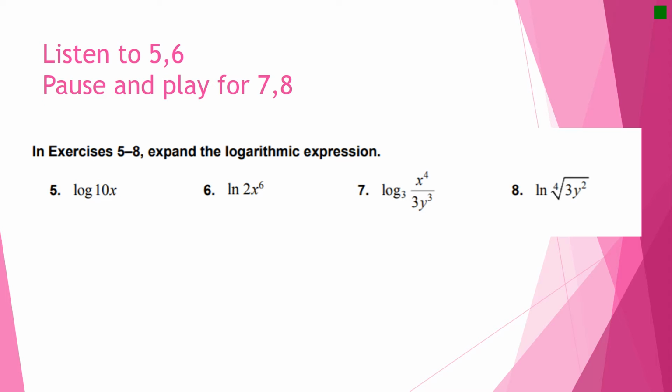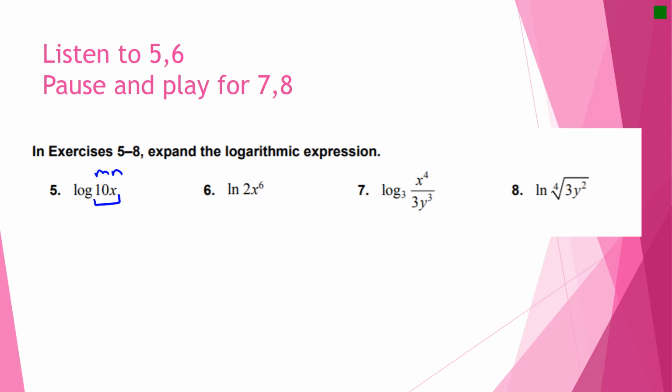So now that we have all our properties down, what we're going to do is expand. I'm going to do 5 and 6 with you, and then after that I want you to pause, try 7 and 8 on your own, and then come back and check it. That's the only way you learn, is to try by yourself. All right, so in 5, what we notice is this is like our m times n on the last page. That is the product rule.